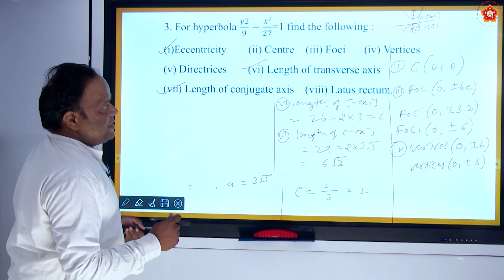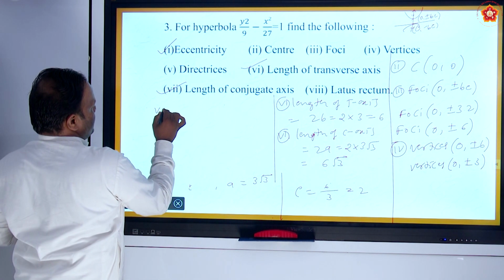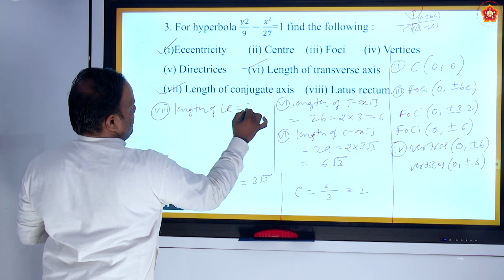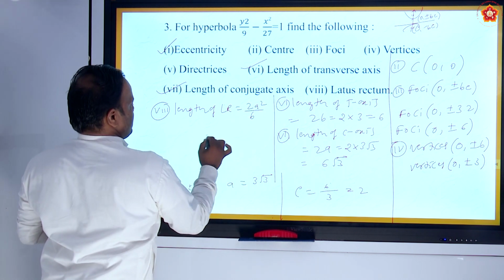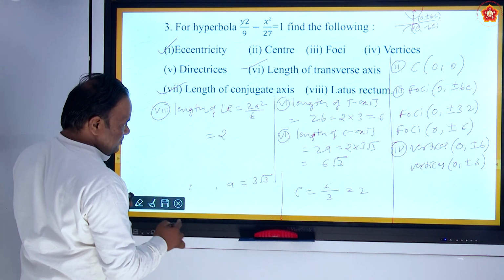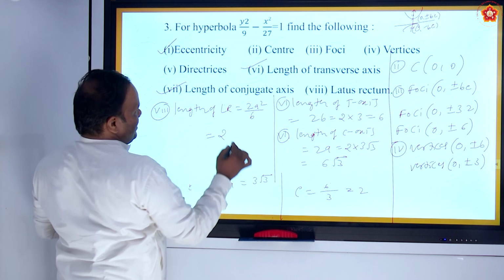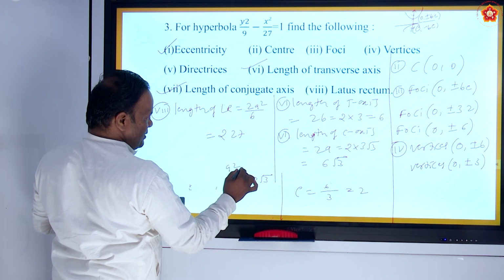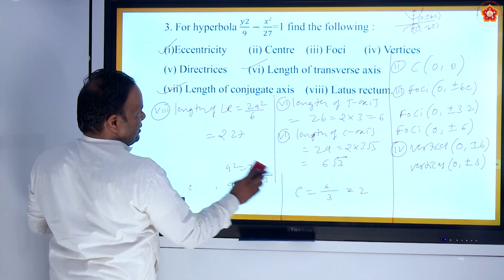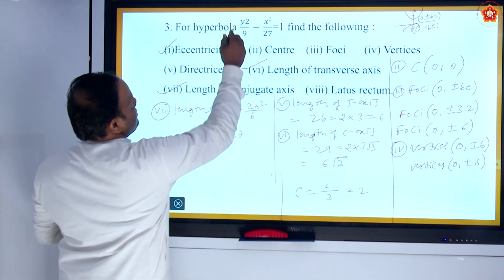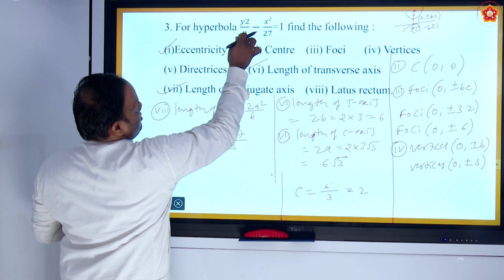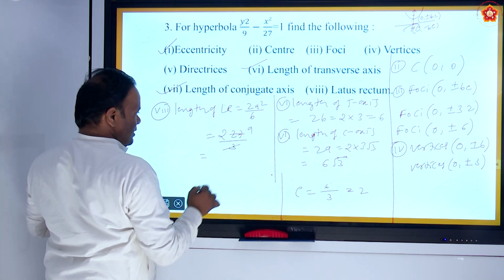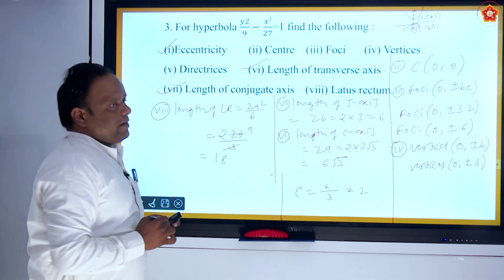Lastly, the eighth one, the length of the latus rectum. The length of the latus rectum is 2a square by b. Here a square is 27, a is 3 root 3, and b square is 9 so b is 3. So 2 into 27 by 3, that is 2 into 9, which is 18. 18 is the length of the latus rectum.